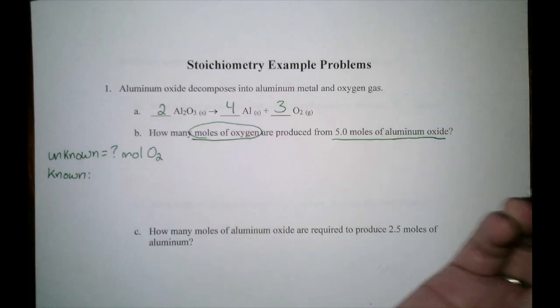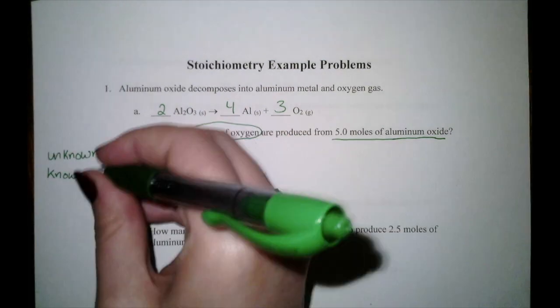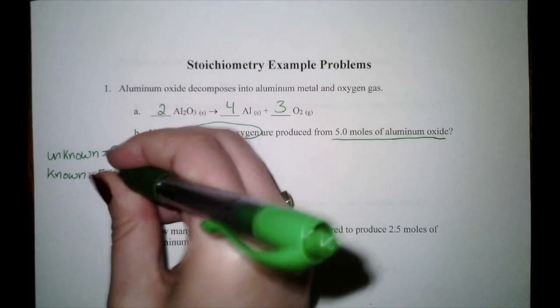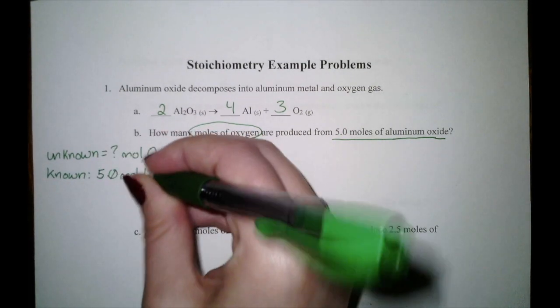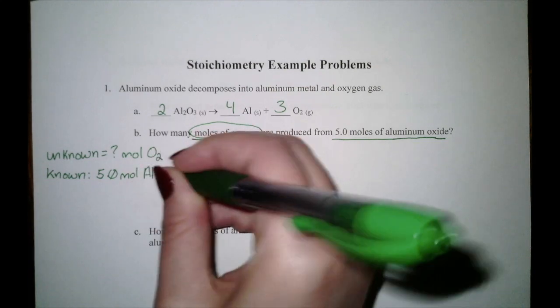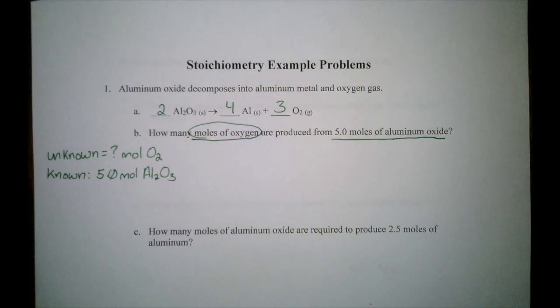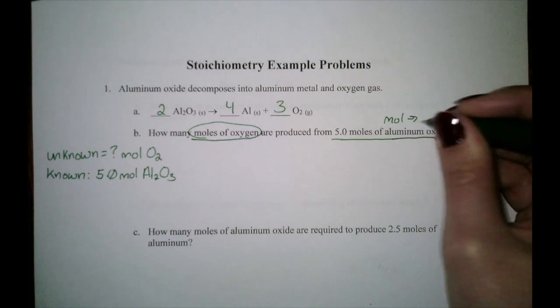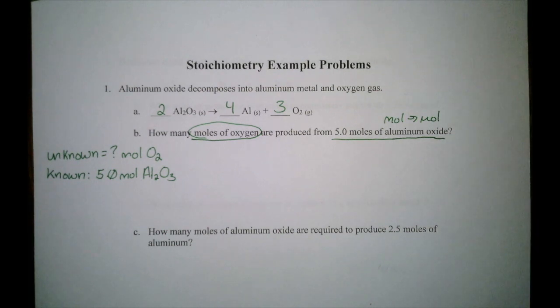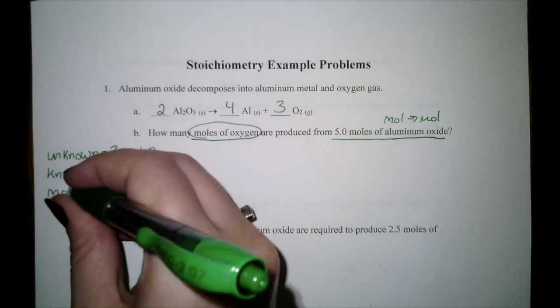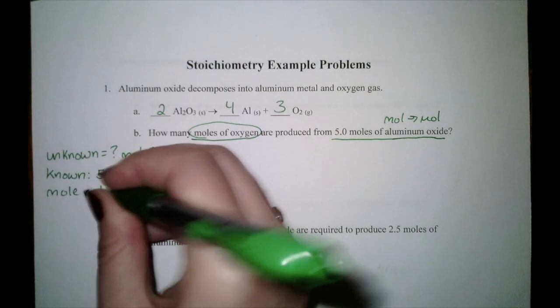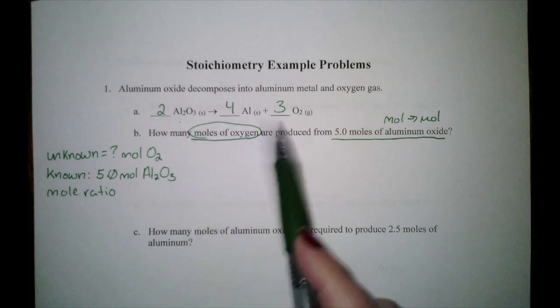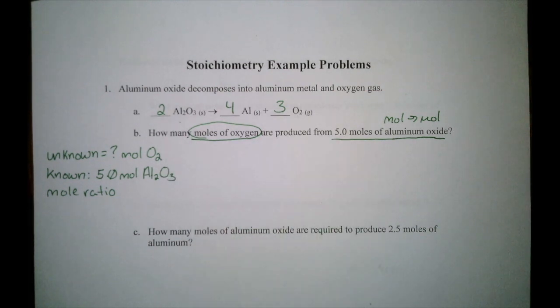The first known that it gives me directly from the problem is that I know I'm starting with 5.0 moles of aluminum oxide. So what we're seeing here is we are going from moles of one substance to moles of another substance. This means we need to know what the mole ratio between them is. The mole ratio of aluminum oxide to oxygen gas is 2:3 directly from the coefficients in our balanced chemical equation.